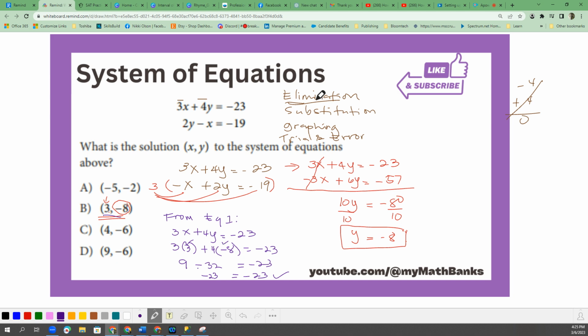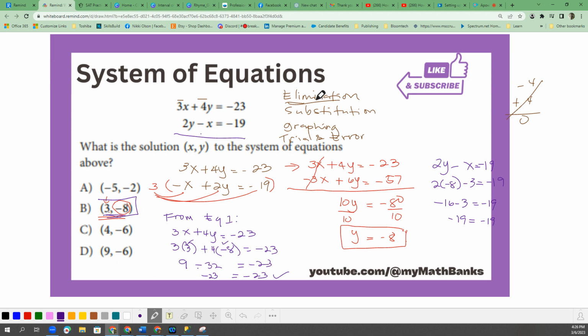Now, if you want to be really extra sure, you can do the same process with equation 2. I'm going to substitute these two numbers into this equation: 2y minus x equals negative 19. So 2 times negative 8 minus 3 equals negative 19. 2 times negative 8 is negative 16, minus 3 is negative 19. So negative 19 equals negative 19. Therefore, it must be true, and the correct answer here will be that.